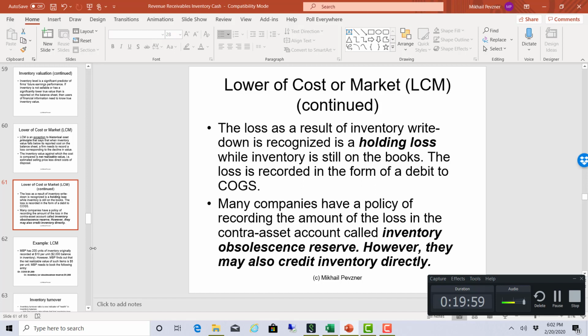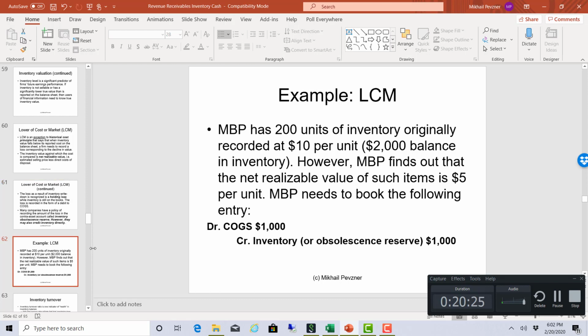If you have to write inventory down from its historical cost, the acquisition price, to the net realizable value, you have to recognize a loss in earnings and net income for the inventory write-down. You can do it directly by a credit to inventory, or have a separate contra asset account called inventory obsolescence reserve.